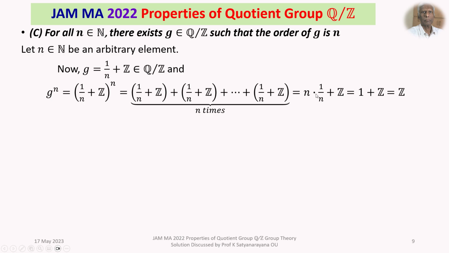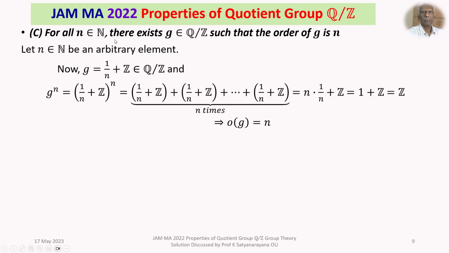N times of 1 by n is 1 plus Z. 1 is an integer, so 1 plus Z is Z. And any number less than this small n will not give you Z. Therefore, n is the least positive integer such that G power n is Z. So the order of G, that is 1 by n plus Z, is n.